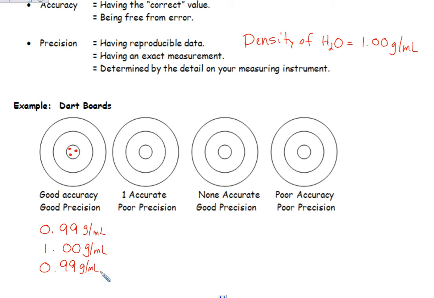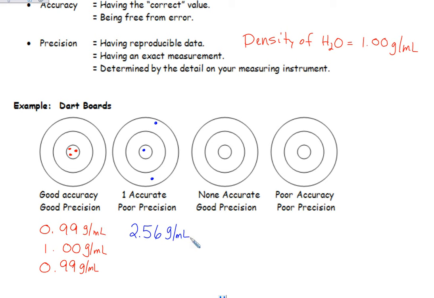Now, one accurate and poor precision. What if I shot something like this? I get 1 shot in the bullseye, but the rest of them are just all over the place. One's here, one's down there. I have 1 accurate shot, but overall they're not reproducible. So data might look like, I don't know, maybe I got something kind of nutsy in the first trial, grams per milliliter. And so obviously I have some errors. Errors in my measurement, errors with my equipment. We did something wrong, because that is not even close to the density of water.